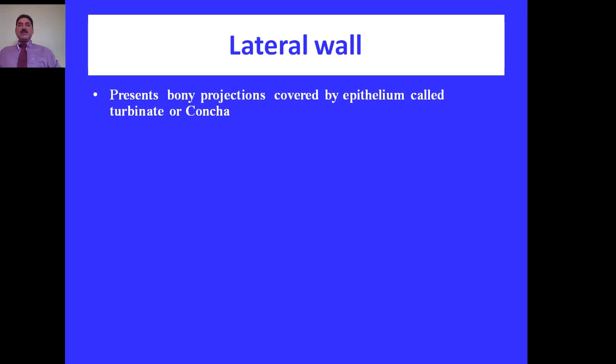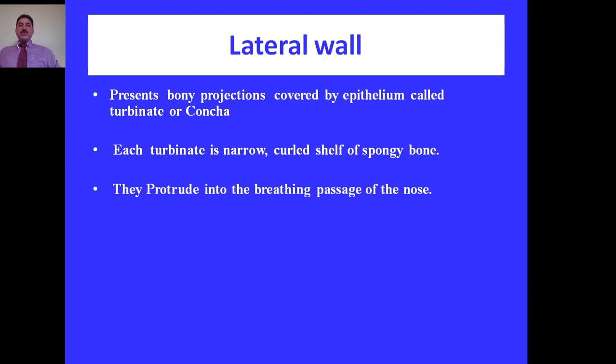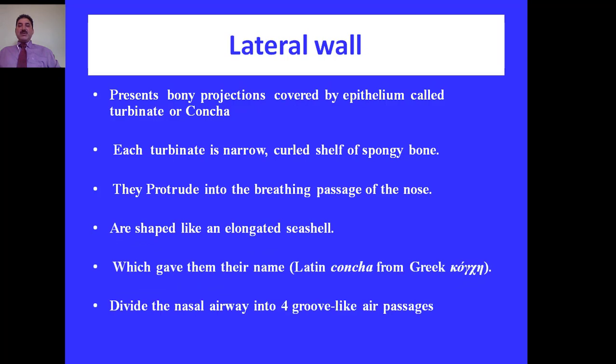The lateral wall presents bony projections covered by epithelium called turbinates or conchae. Each turbinate is a narrow, curled shelf of spongy bone. They protrude into the breathing passage of the nose. They are shaped like an elongated seashell. They divide the nasal cavity into four groove-like air passages.